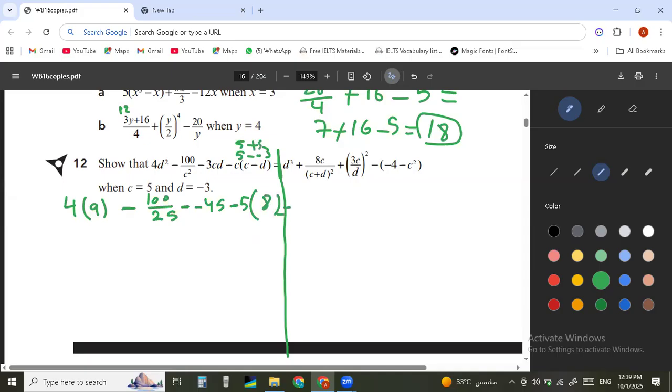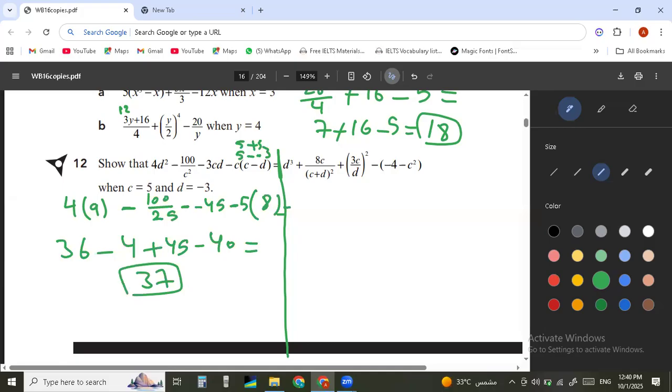Let's simplify. 4 times 9 is 36. Minus 100 over 25 is 4. Minus -45 means plus 45. -5 times 8 is -40. Equals, now we just do the addition normally. 36 minus 4 is 32. 32 plus 45 is going to become 77. 77 minus 40 is 37.